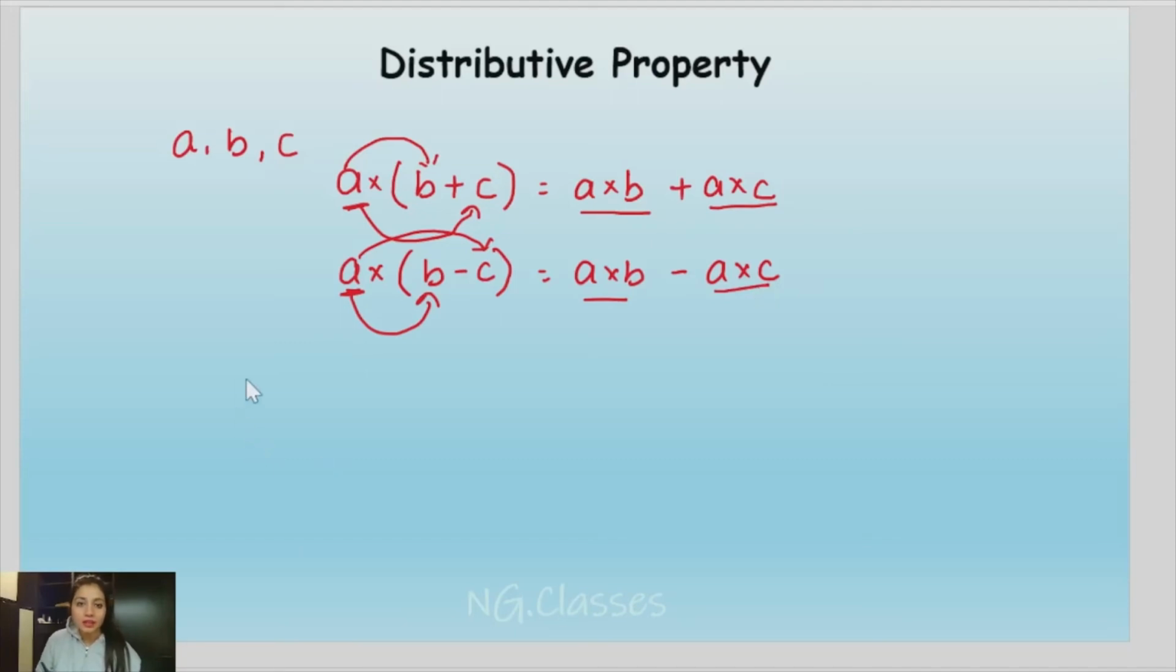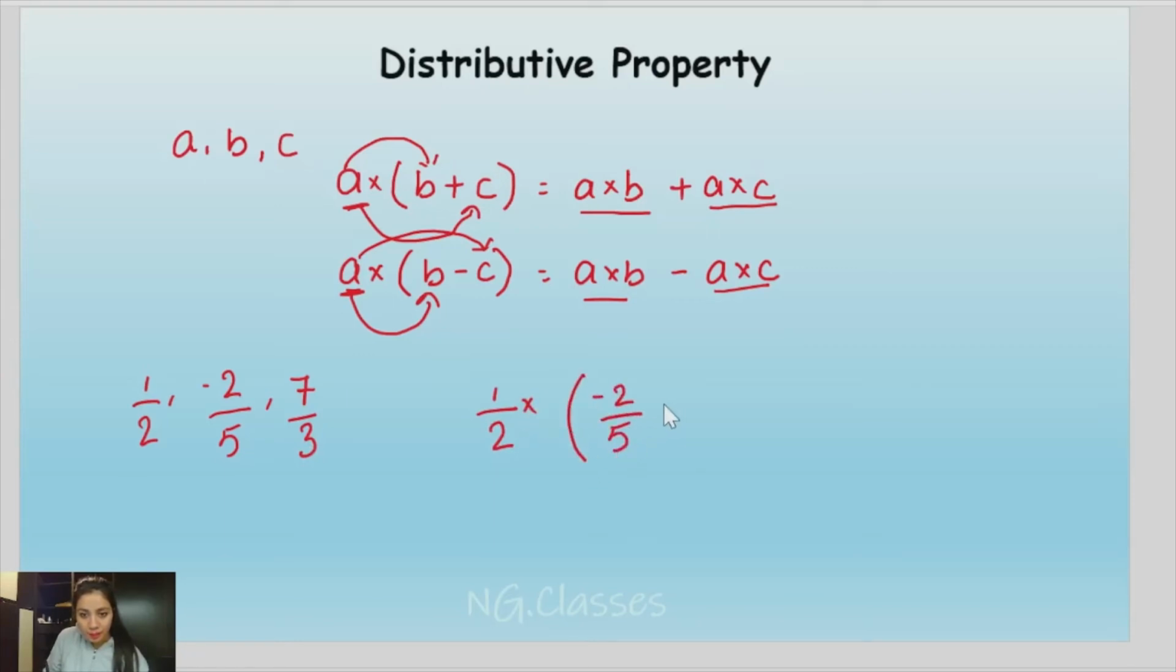You can apply this property for any whole number or integer or any rational number. Let's take three rational numbers, 1 by 2, minus 2 by 5 and 7 by 3. Suppose we have to do the multiplication, like 1 by 2 is in multiplication with minus 2 by 5 plus 7 by 3.